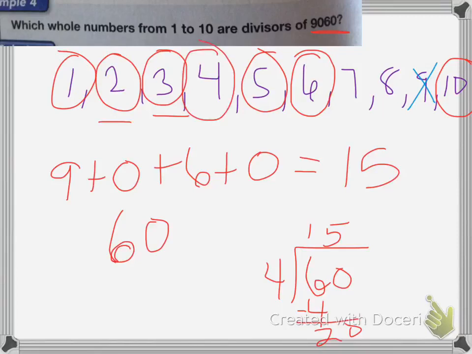It cannot be divided by 7. Sometimes you just have to check to see if it can. And it cannot be divided by 8 because the last 3 digits, 060, are not divisible by 8. So your answer is 1, 2, 3, 4, 5, 6, and 10. And that's it for this lesson.